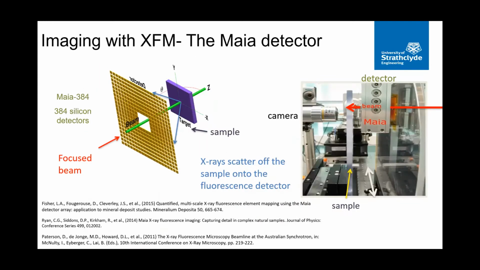Now, more detail about the Maia detector. I think there are a few more in the world, one at DESY, and I think there's some elsewhere, but it's quite unique in some senses. So it's made up of 384 silicon detectors. The beam is channeled through the center of the detector, hits the sample, and then the backscatter fluorescence is detected on the other side by the silicon, and that goes off to be processed. Here is the picture.